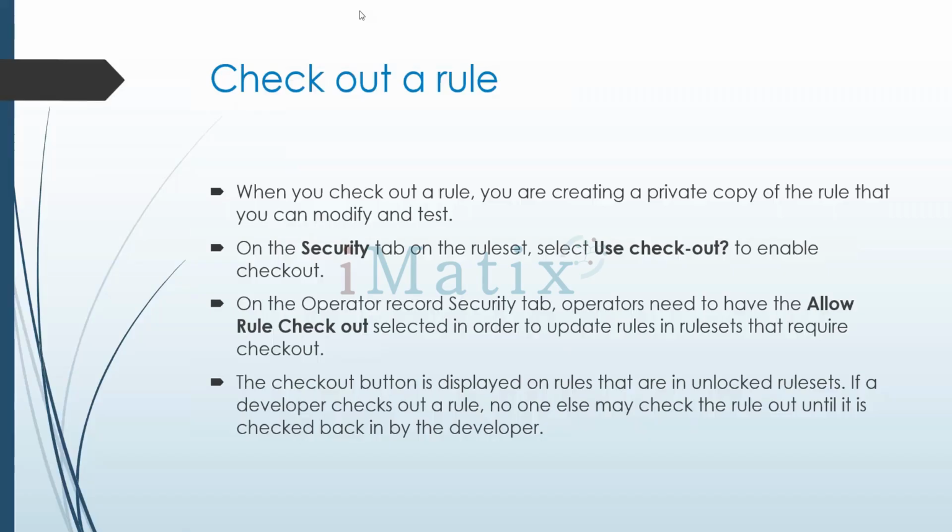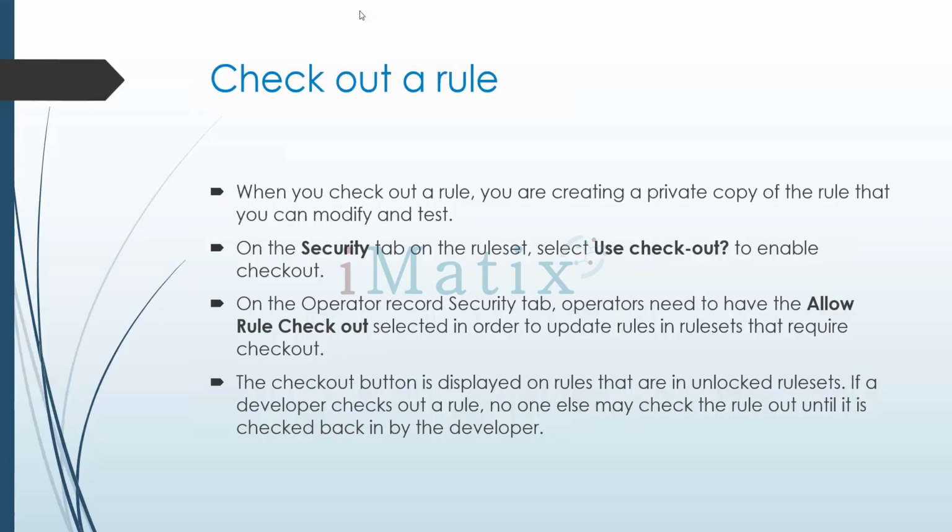It's like you are trying to get the authority of the rule by checking out. Once you play around with it, make changes and make sure it is perfect as expected, then you check it back in. Then the rest of the team can start working on it. They can check out the rule and then they can start working.